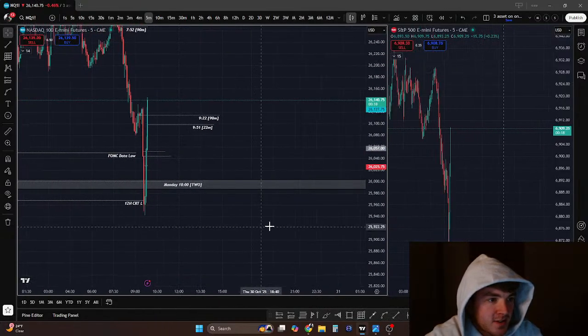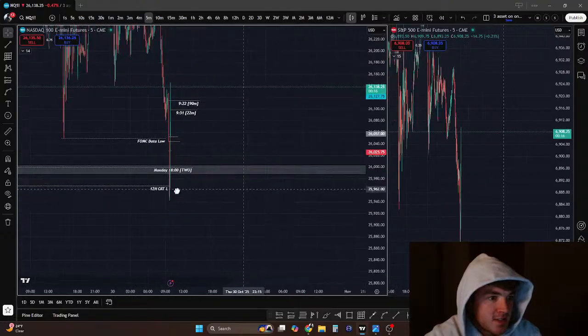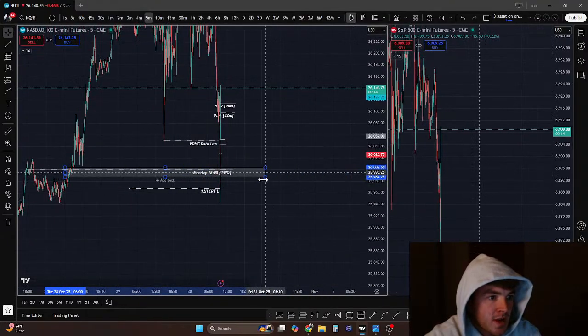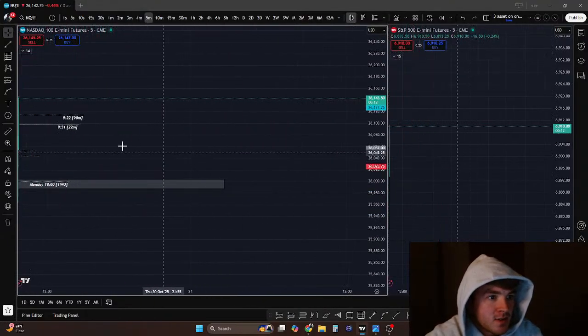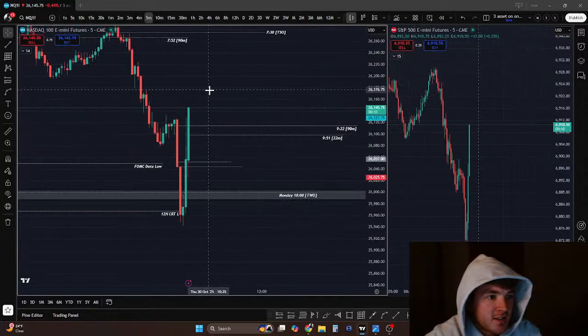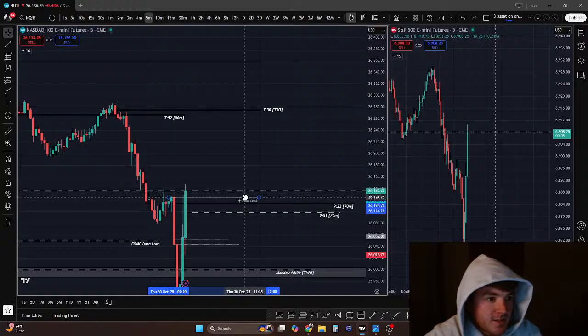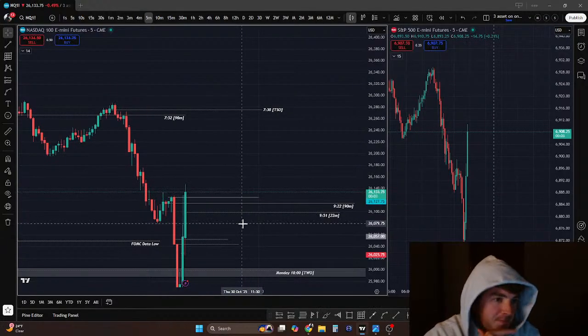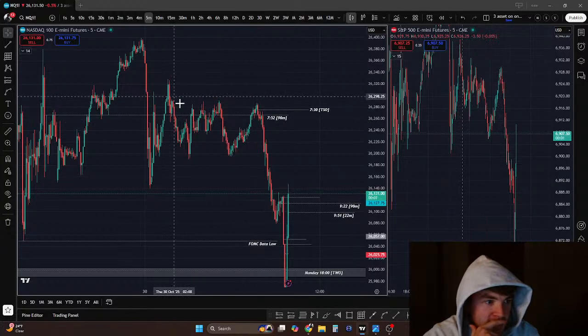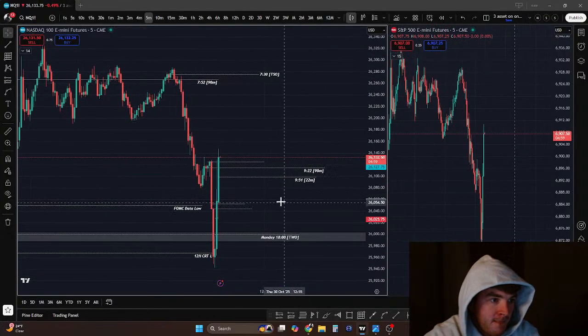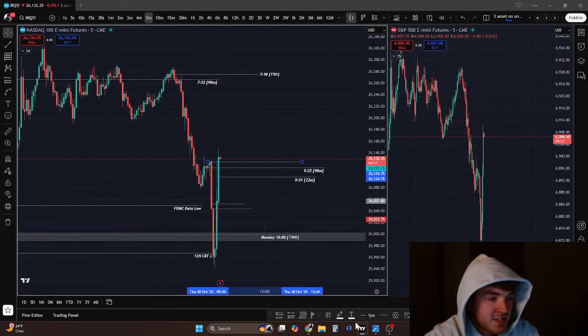We took out the 12-hour CRT low once again. What is this? It's a 4-hour gap. It's also a 1-hour implied gap. So we are getting a 5-minute change in state of delivery here. You could enter on the 5-minute change in state close and then target this LRLR. We just got the 5-minute change in state.